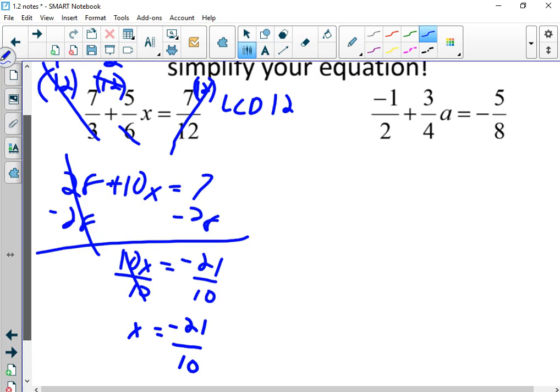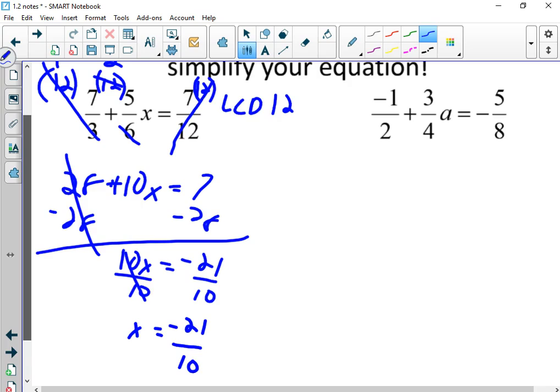Now, when I said go back and plug it in, this would be kind of nasty to plug in here. But it's not nasty to plug in here. If you plug it in here, the 10s cancel. So you just get 28 minus 21, which is 7, good to go. So it's still easy to check your answer. You just don't want to do it here. You want to do it here.